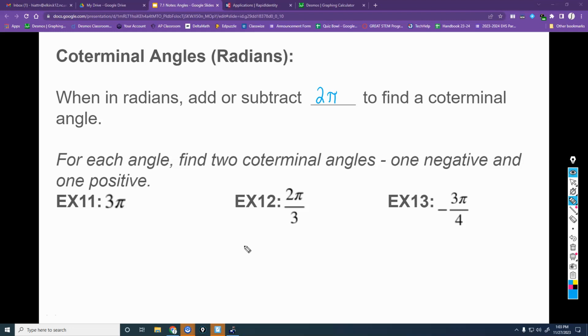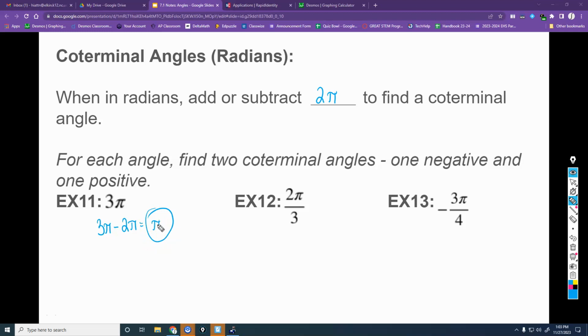It's more, right? Because 3 pi is bigger than 2 pi. So I want to really just do subtracting here. So 3 pi minus 2 pi. What's that going to give us? Pi. So there's one of my answers. Pi radians would be one of my answers.